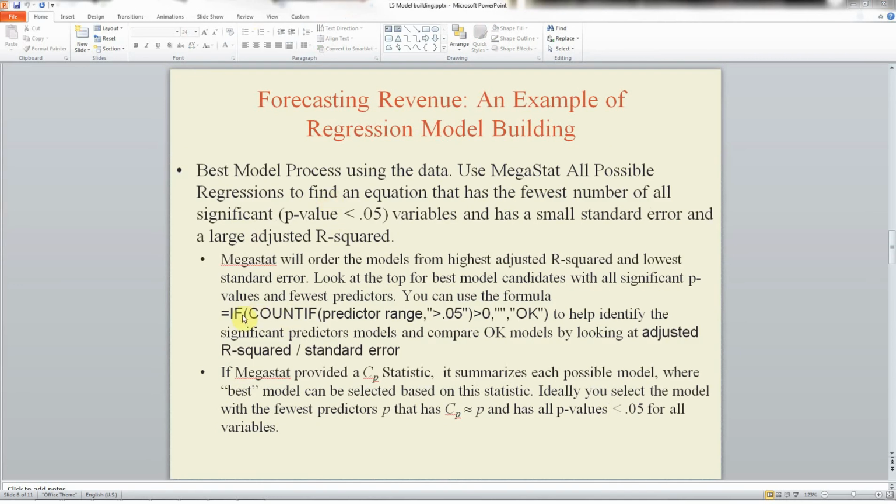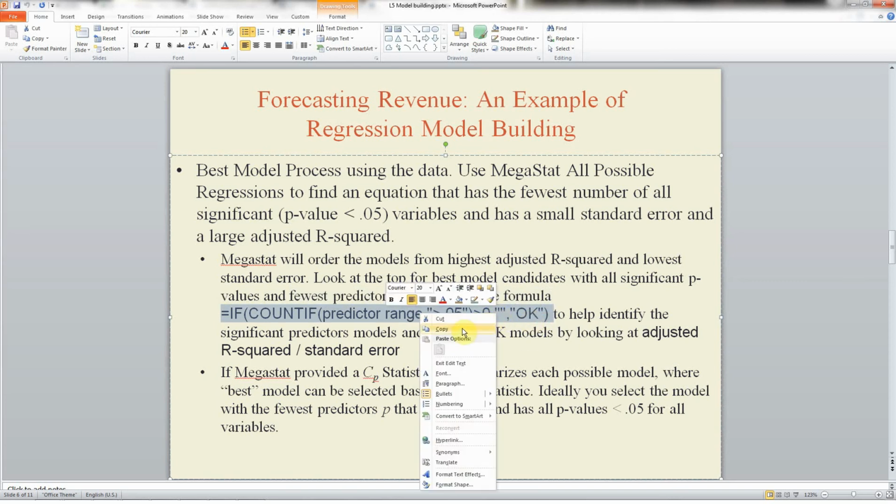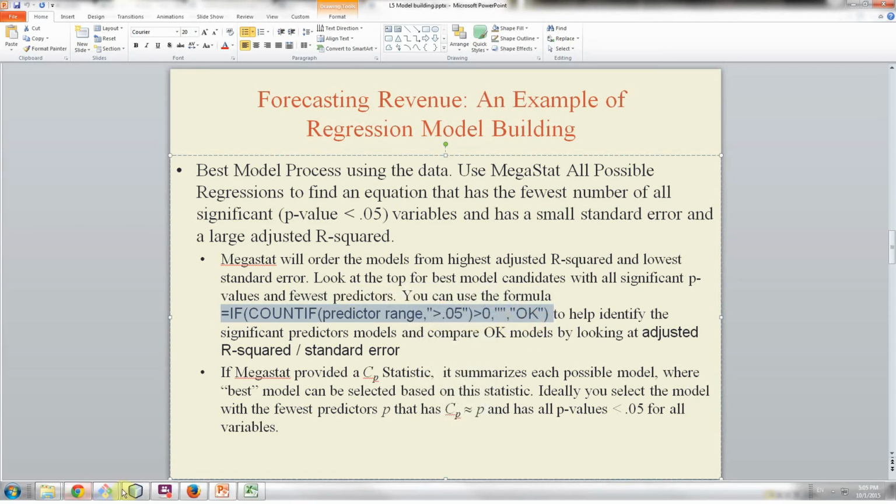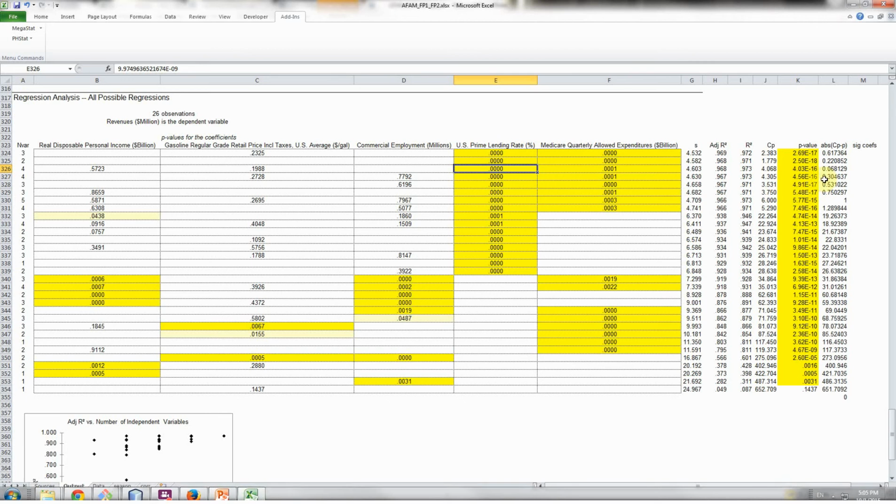So I'm going to go back and grab this formula here. All it does is just look to see which things have all significant coefficients. So I'm just going to paste that into here. And it says the predictor range, so I'm just going to delete that. And the predictor range is all these things here, like that.